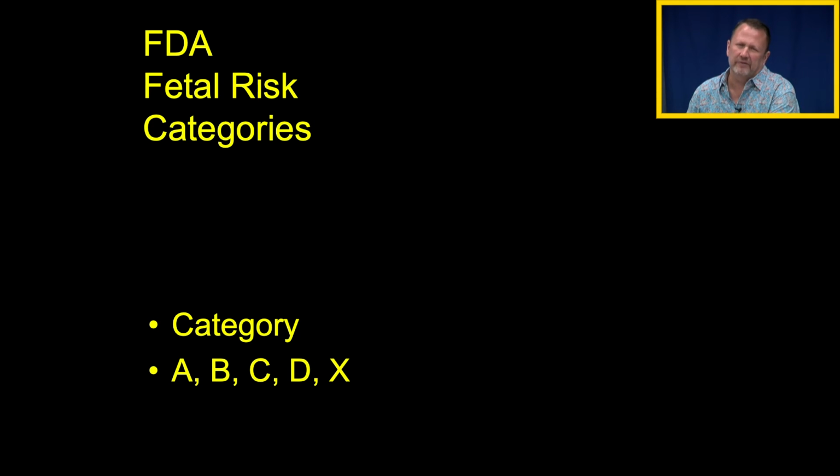A while ago, the FDA got rid of the fetal risk categories because they thought it was confusing, and they came up with something more confusing, less clear. And so anyway, I get emails from somebody every once in a while telling me, well, they don't even use category A, B, C, D, X anymore. I'm like, well, that depends on who they are. They don't use these anymore.